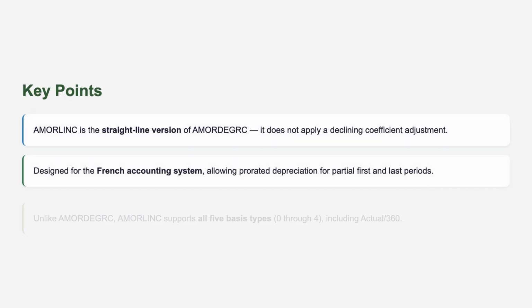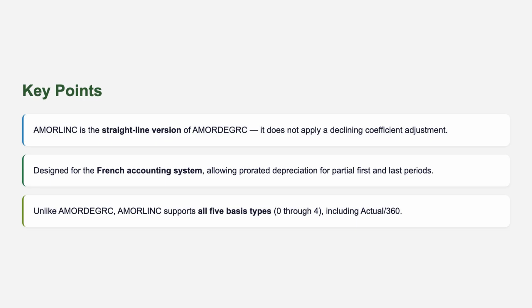Key points to remember. AMORLINC is the straight-line version of AMORLINC. It does not apply a declining coefficient. It is designed for the French accounting system and supports all 5 basis types, including actual over 360.